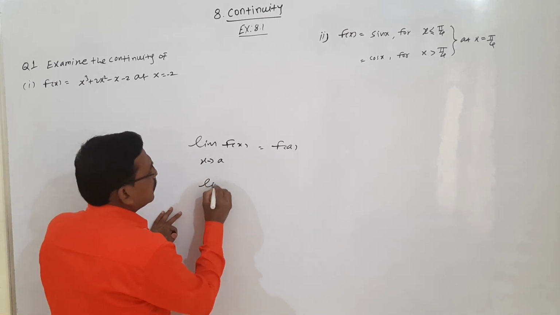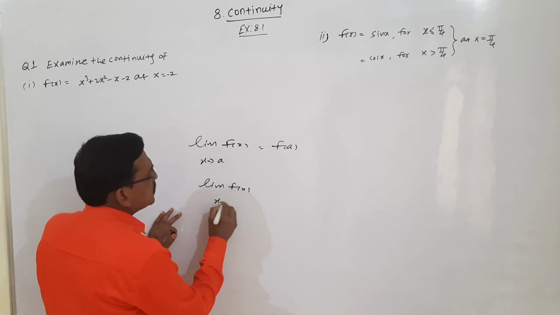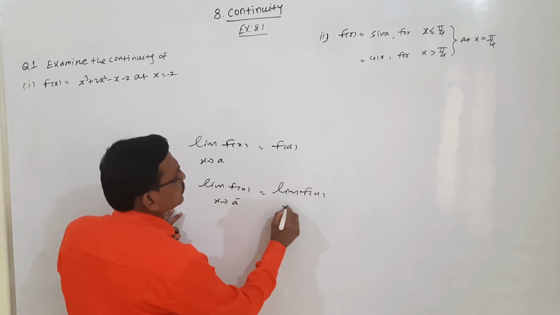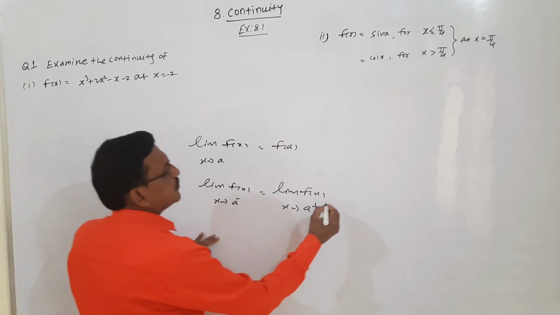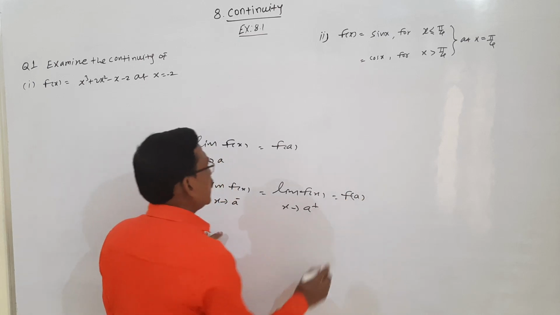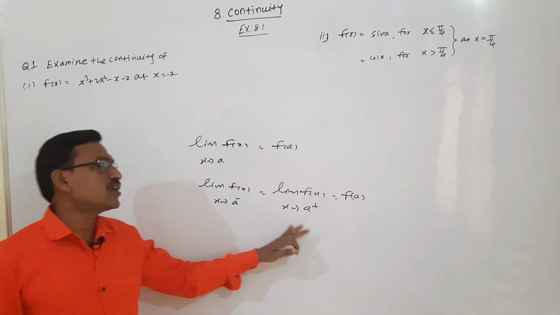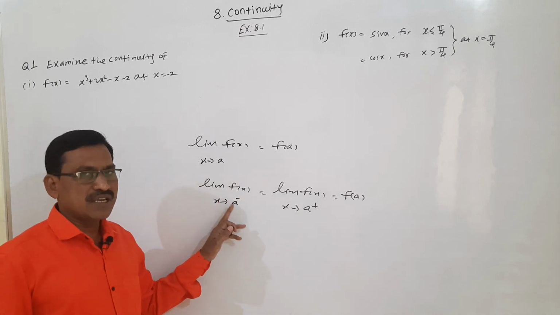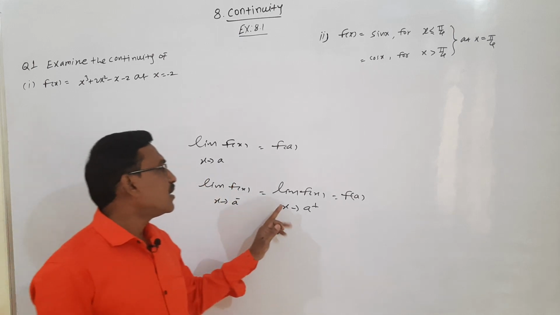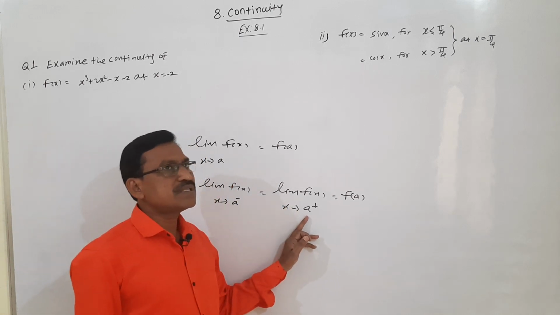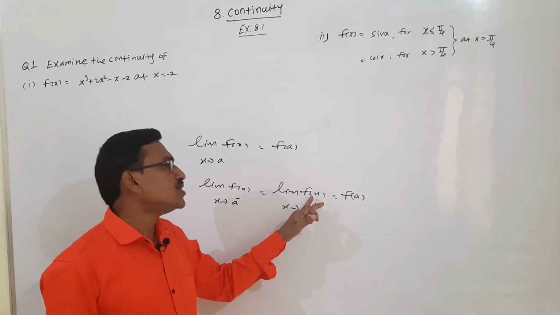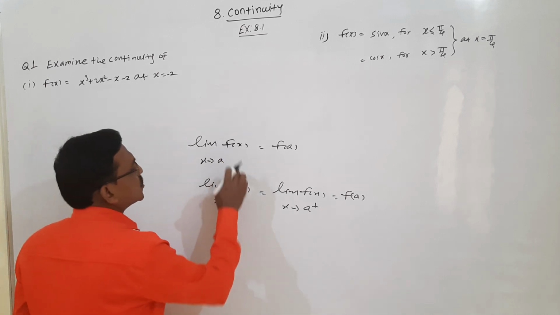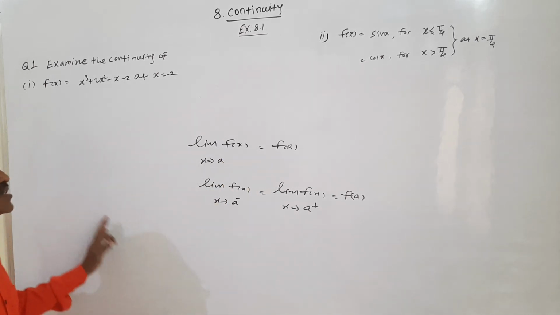Other way, if the left hand limit is equal to the right hand limit is equal to the function value at that point, then we say that the function is continuous at x equal to a. Here, x tends to a minus means it is the left hand limit of that function. x tends to a plus means it is the right hand limit of this function, and f of a is the value of the function at that point. If these conditions are satisfied, then we say that the function is continuous.